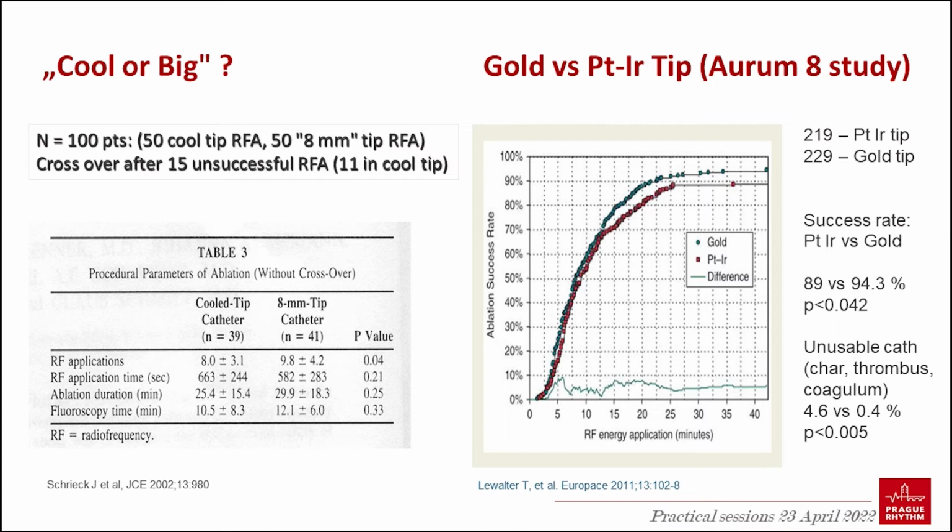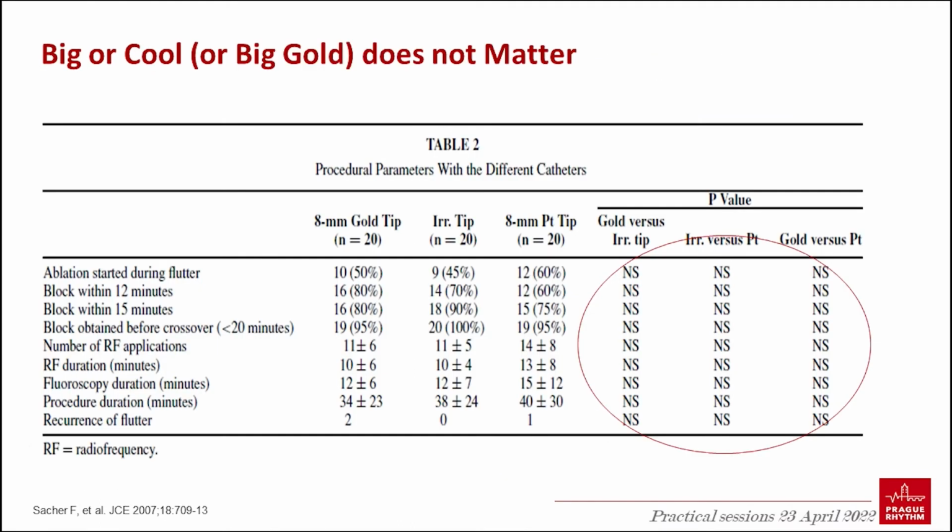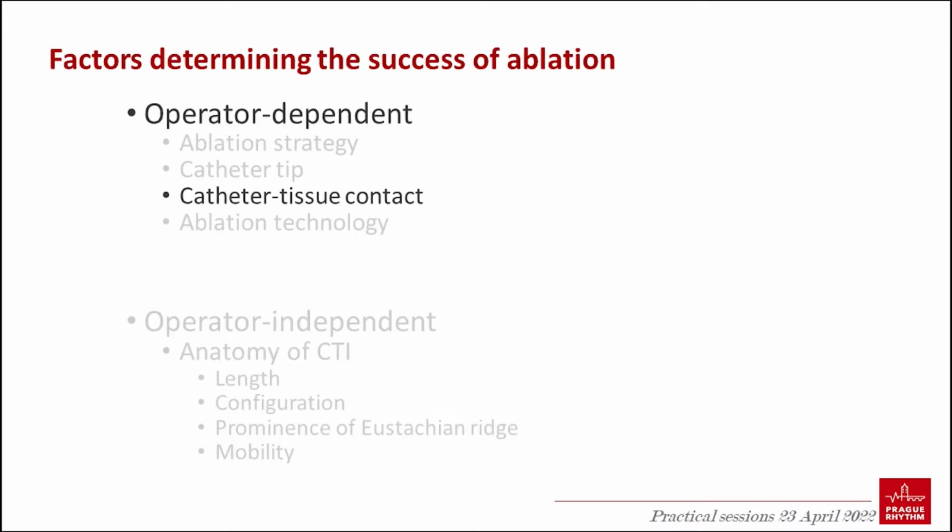Cool-tip catheter didn't improve results of ablation, as shown in this panel on the left side, but a gold-tip catheter showed some small benefit in comparison with platinum iridium catheter in the Aurum 8 study. However, head-to-head comparison of irrigated catheter, 8 mm gold-tip catheter, and 8 mm tip catheter didn't show any significant differences.